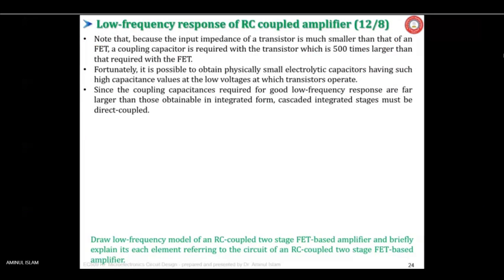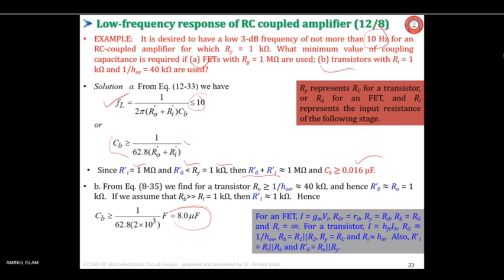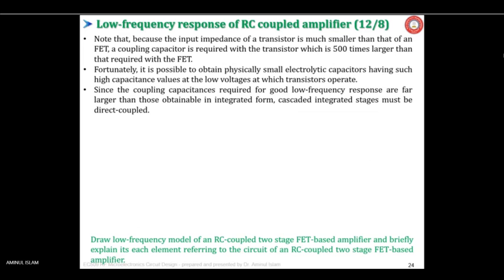Now, these are concluding remarks about the low frequency response of the RC coupled amplifier. What you can conclude is, note that the input impedance of a transistor is much smaller than that of a FET. For the FET, you saw it in mega ohms, and for the transistor it is in kilo ohms. Just in this example, for the FET, Rg is 1 mega ohm, whereas Ri for the transistor is 1 kilo ohm. So it is talking about that only.